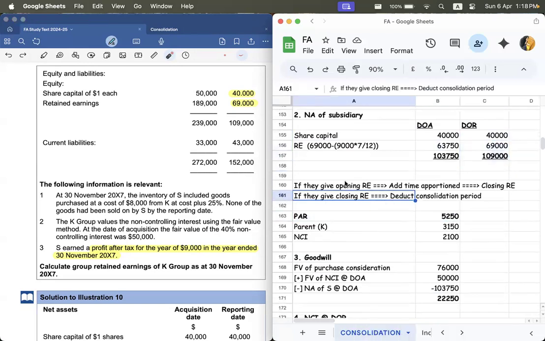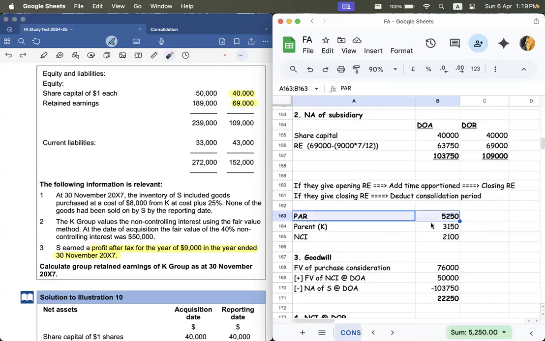For your reference, I have given you how to calculate the amount here. It can be done both ways. If closing retained earnings is given, you can deduct the consolidation period profit from there. If opening retained earnings is given, you can add the time-apportioned profit to the opening retained earnings to reach the closing retained earnings. Now both differences are taken. The PAR is 5,250. And then the same story, you split it between the 60-40 percentage.